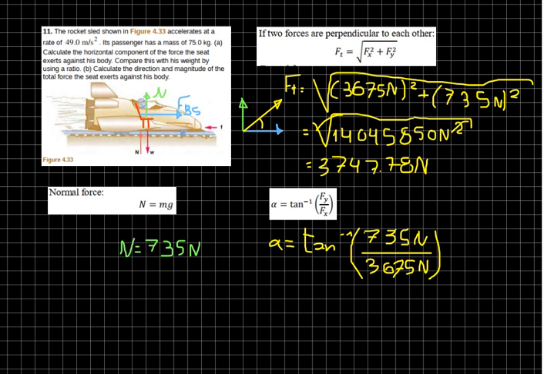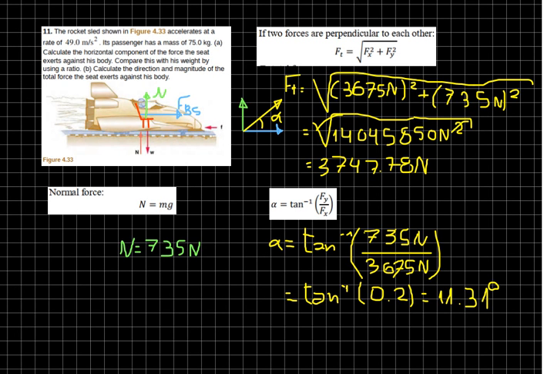Well, the division of that is 0.2. The inverse of the tangent of 0.2 is equal to 11.31 degrees. And that's the angle of the total force. And with that, we have finished the exercise.